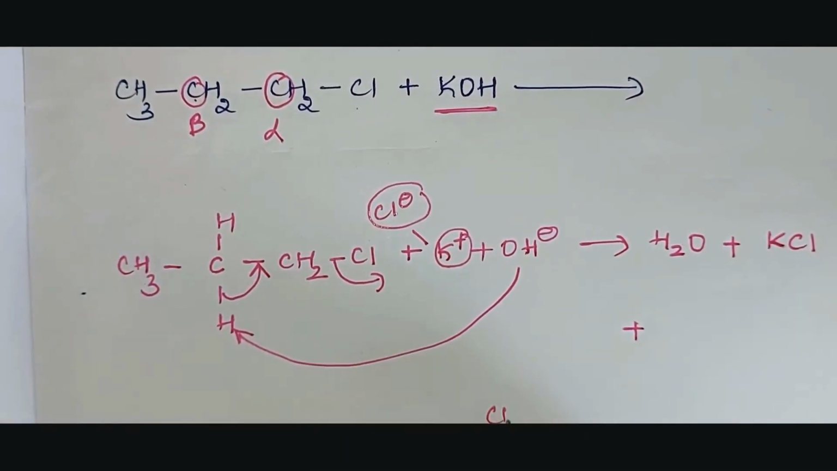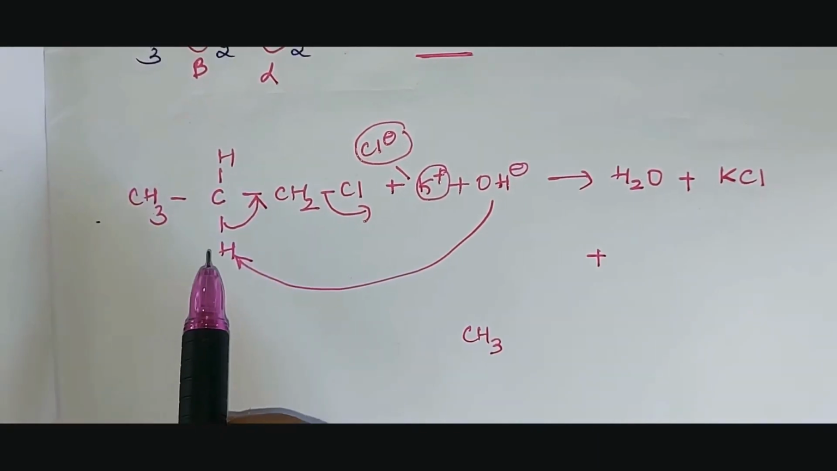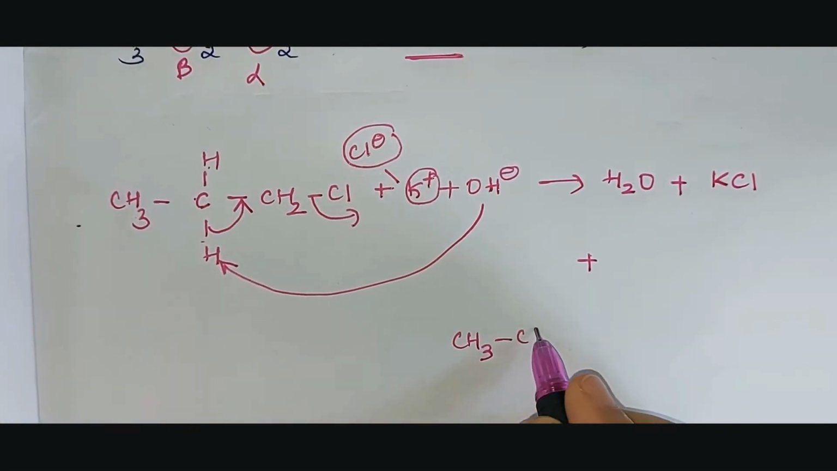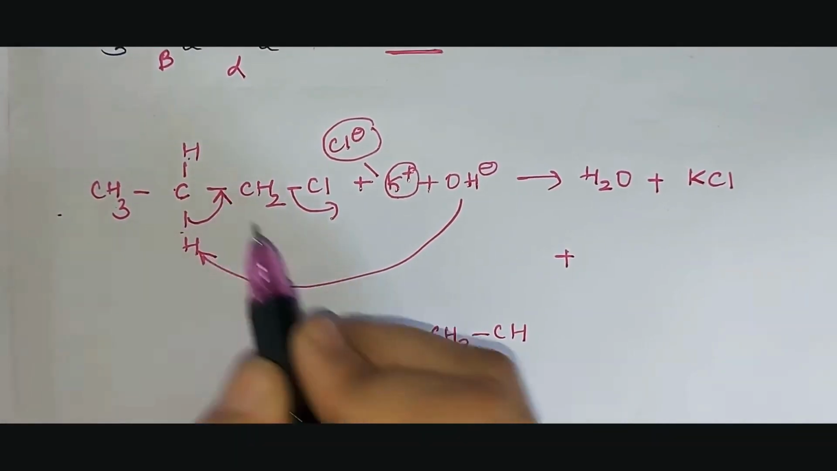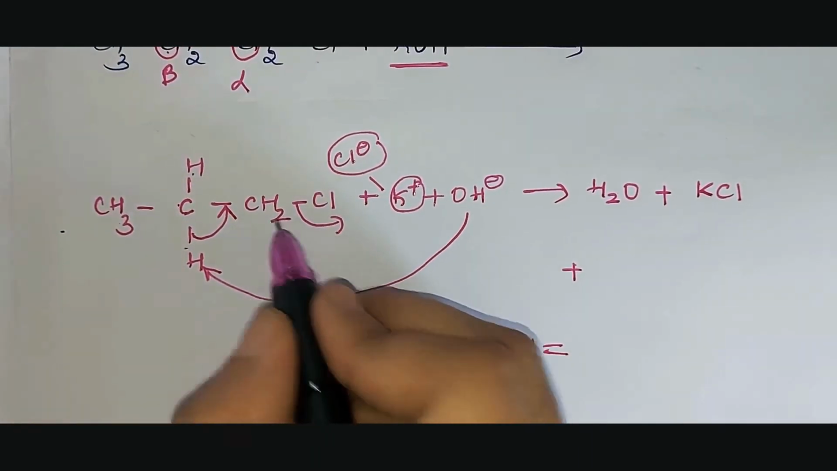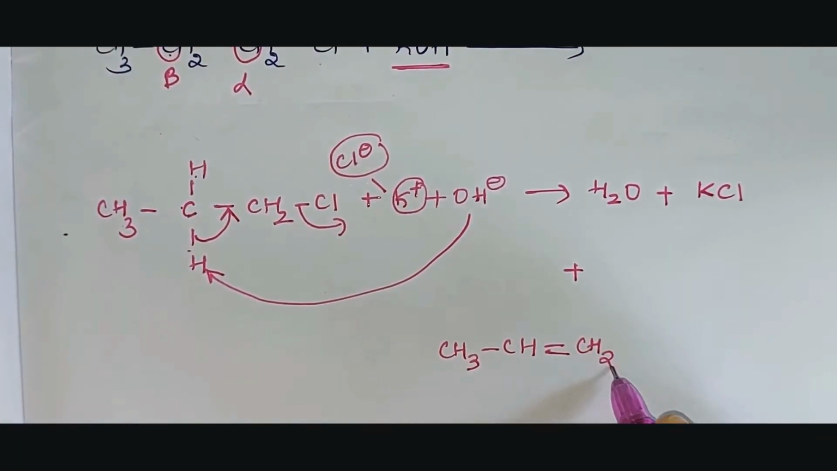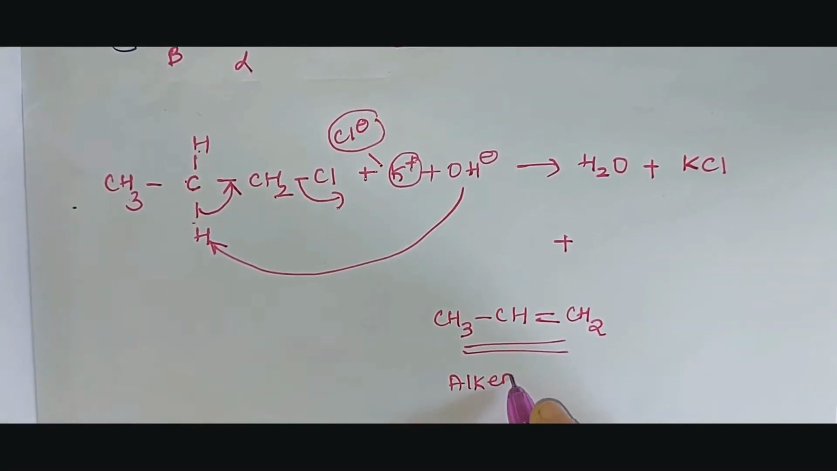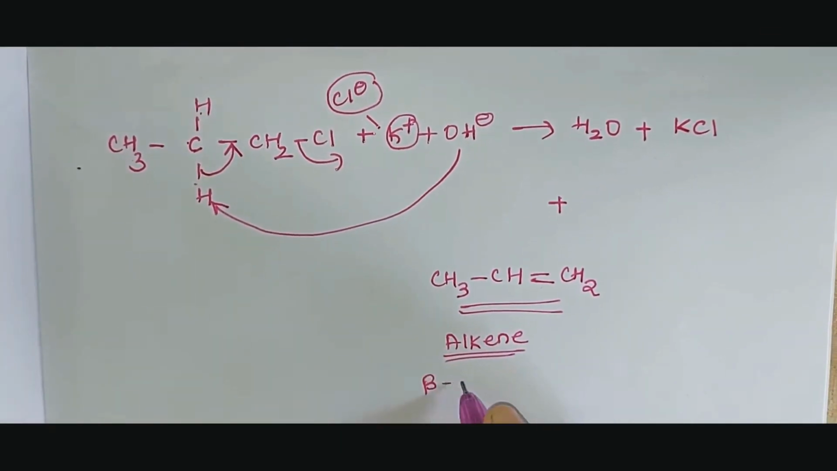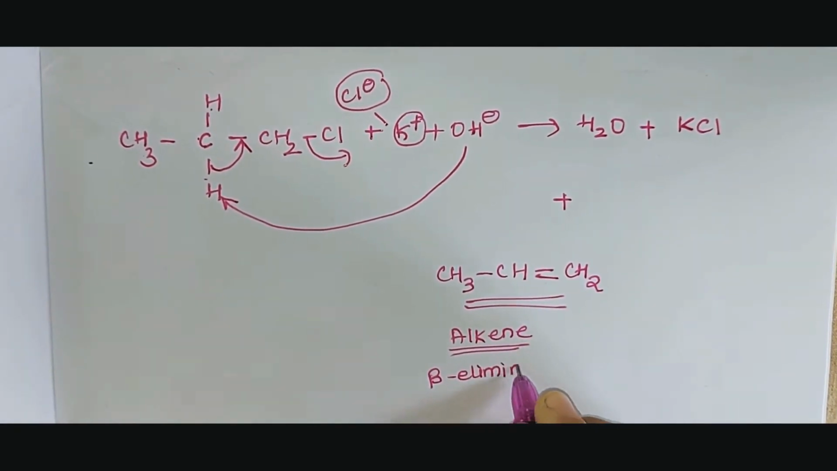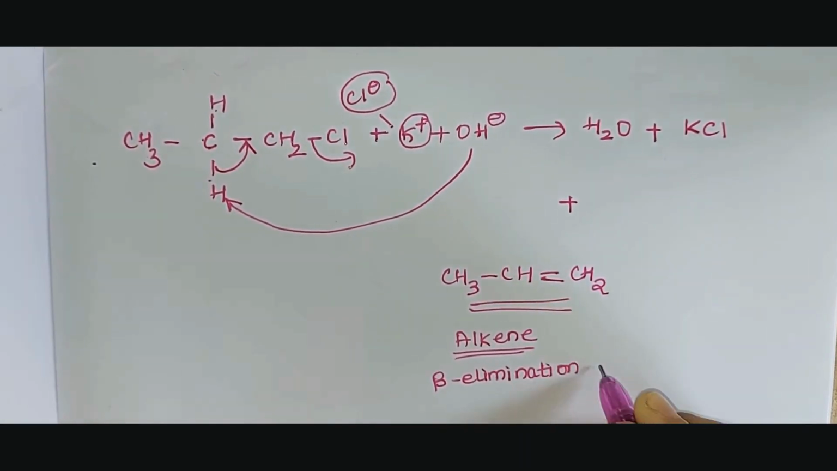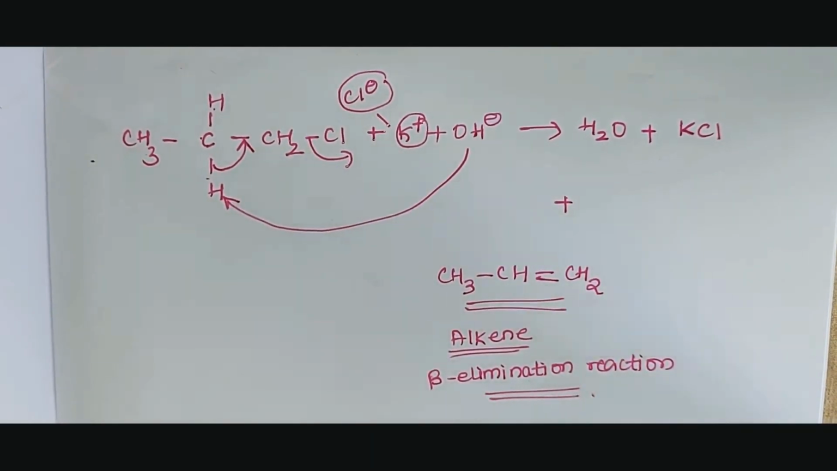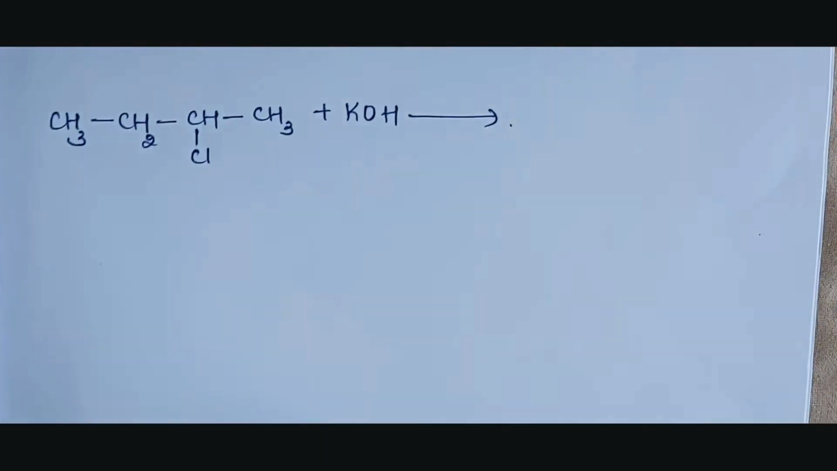We'll see CH3. Then it is singly bonded to carbon atom, which was having one hydrogen which is lost, and another hydrogen. So we'll write it as CH. It was singly bonded, shift of electron pair, so it becomes double bonded, and CH2. Cl is lost, so we will not represent it. So this is the product that is obtained. Product obtained is an alkene. Why? Because it consists of a double bond. And since beta hydrogen is eliminated, this reaction we call beta elimination reaction.